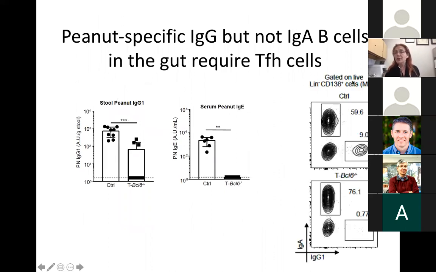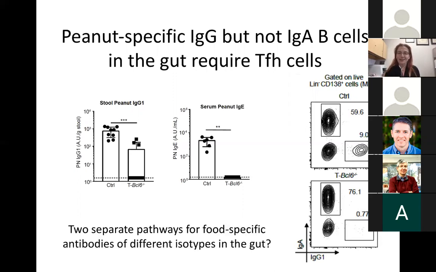And so you could actually visualize this pretty clearly by just looking at the B cells in the mesenteric lymph nodes. And here we're looking at the plasmablasts. And you can see that the IgG1 plasmablasts in that lymph node are really just completely gone. But the IgA response, if anything, was higher, is what was left of the B cell response. So you really weren't hurting that IgA induction. And so this argues for two separate pathways for food-specific antibodies for these different isotypes.